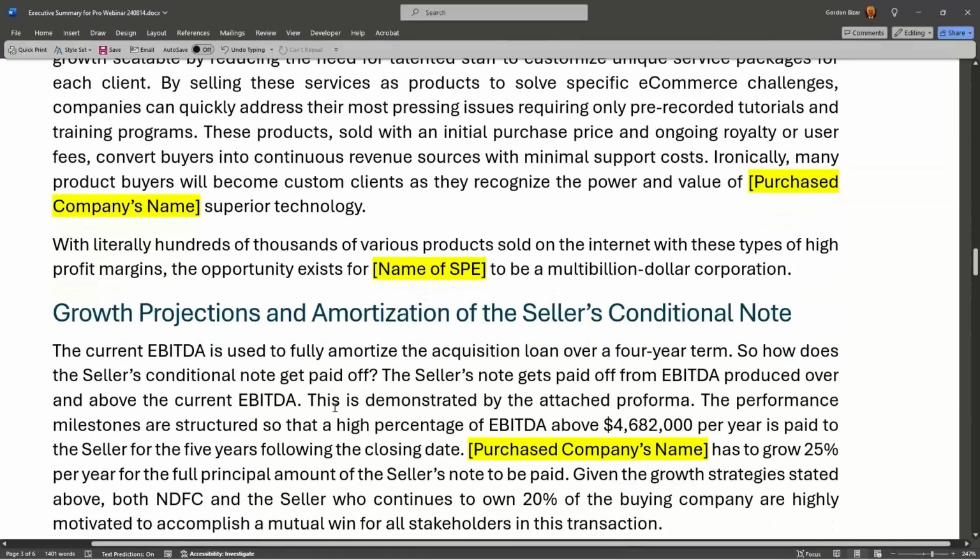Moving on here, with literally hundreds of thousands of various products sold on the internet with these types of high profit margins, the opportunities exist for our SPE, our buying company, to be a multi-billion-dollar corporation. This is incredible because once we productize this and reduce it down to a selling issue only, no longer maintenance or installation or custom designing issues, it takes those hundreds of thousands of products delivered on the internet through all these e-commerce companies, and it makes all of them potential clients for this company, where right now it wouldn't be true, maybe down to a fraction of that number. So this is the scope and the scale of what we're doing.